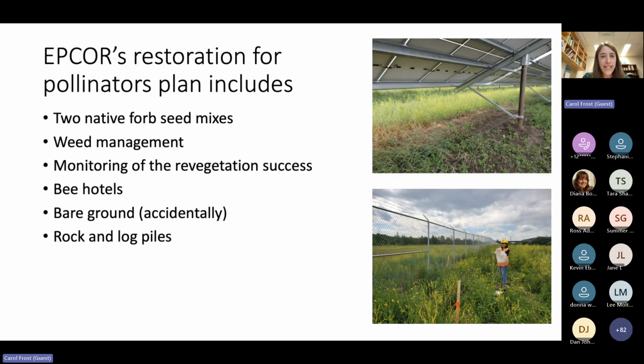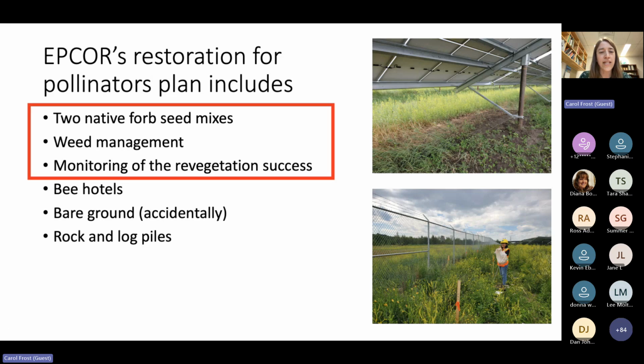So what did EPCOR do at their solar farm? And this is a photo of under the solar farm, which this area they seeded with grass, and then they had along the fences, so not under the solar panels, they planted 2 native forb seed mixes, which were meant to be the pollinator supporting areas of the solar farm. Then an important part was doing weed management and monitoring of the revegetation success.